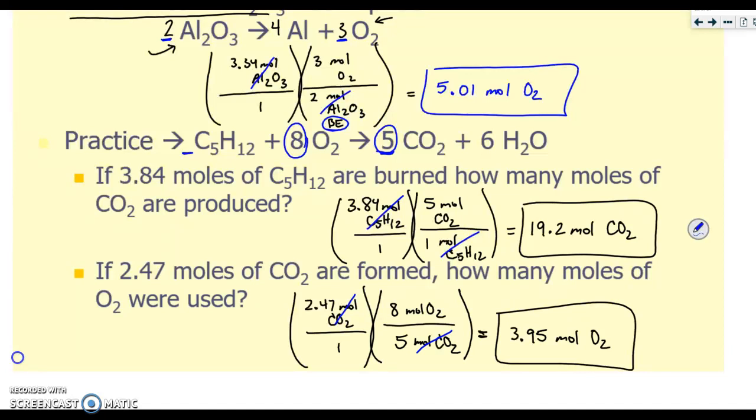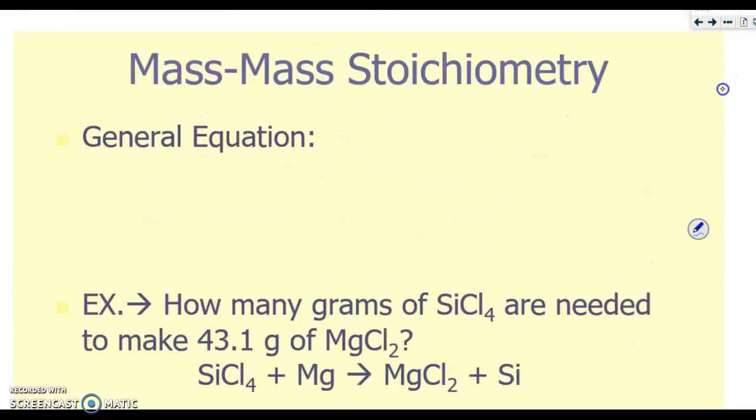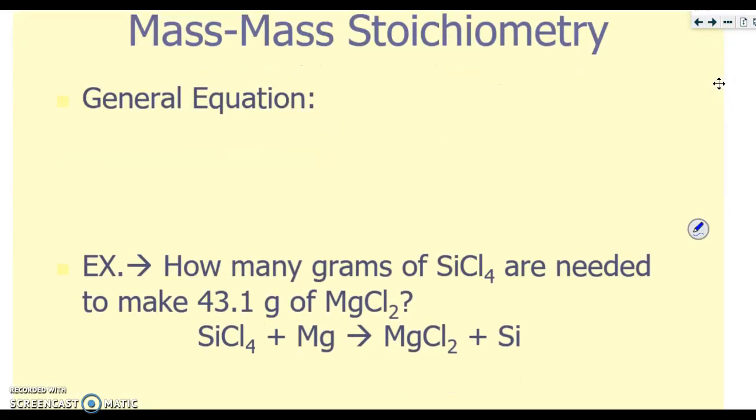Let's continue on. The next type of stoichiometry we're going to talk about is known as mass-mass, and that's because it's grams of one thing to grams of another. This one looks much more complicated than the other one, but it is doable. You got this. So you're going to take your given over 1.